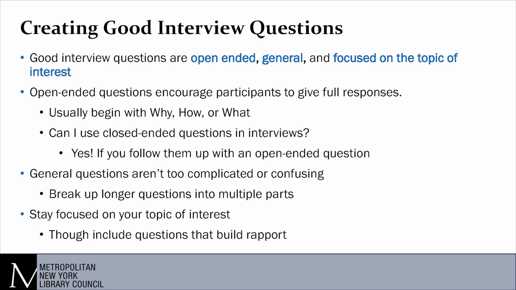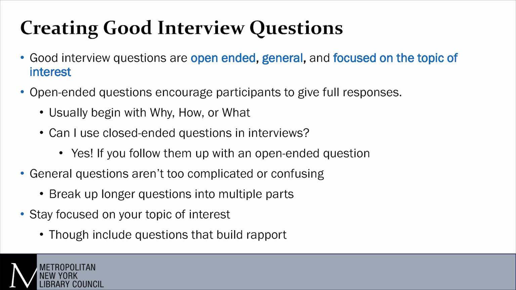You might say, well, tell me more about that experience using that service. If they say no, you might ask, well, why haven't you actually used our service? So you can see how those closed-ended questions will benefit the process, but they aren't the only thing you want to ask. Now, general questions just means don't ask anything too complicated.